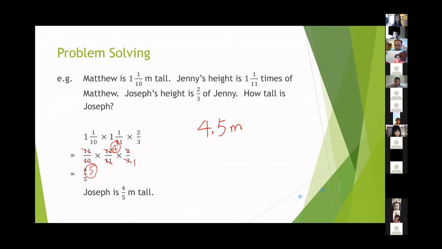Mr. Chan, how about if they write Joseph is 80 cm long? How long? Tall, sorry. Joseph is 80 cm tall. Is that correct if they write that answer in our SSK examination? Okay, now this is a good question, Mr. Chiu. Let me show you.